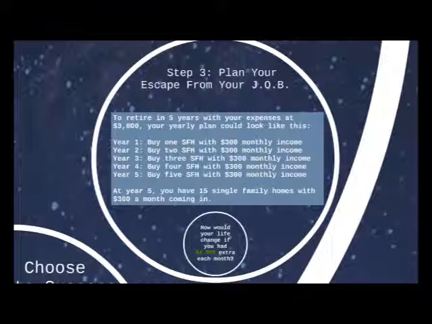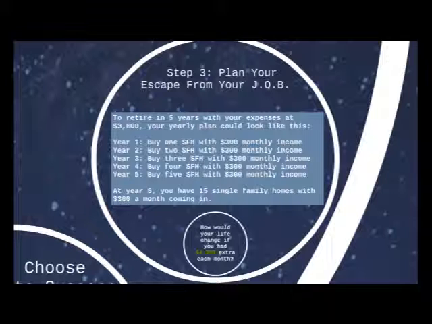Let's say your expenses are $3,800 a month that you need in order to live off of. You know, your rent, your food, your car payment, your gas bill, whatever it might be, all totaling up to $3,800. So to retire in 5 years with your expenses at $3,800, your yearly plan could look like this. Year 1, you buy one single-family home with $300 in monthly income. Year 2, you buy 2 single-family homes with $300 in monthly income. Year 3, you buy 3 properties. Year 4, you buy 4 more properties. Year 5, you buy 5 more single-family homes at $300 a month in income.